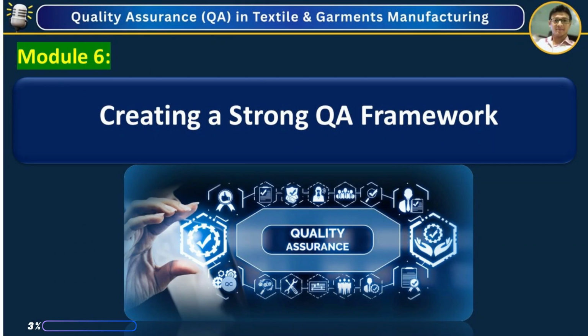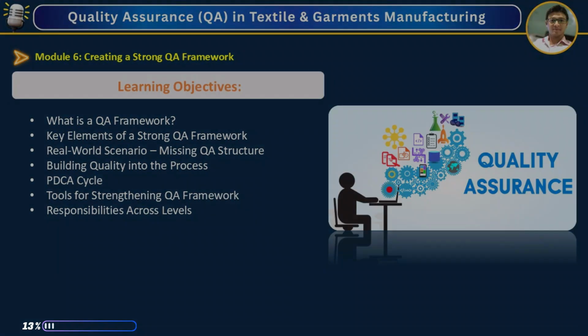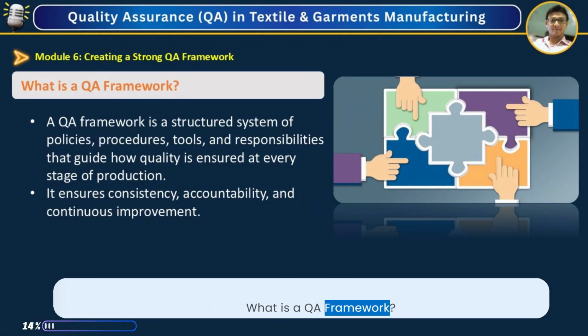In today's video, we will talk about Module 6, Creating a Strong QA Framework. In this video, you will learn what is a QA framework, key elements of a strong QA framework, real-world scenario: missing QA structure, building quality into the process, PDCA cycle, tools for strengthening the QA framework, and responsibilities across levels.